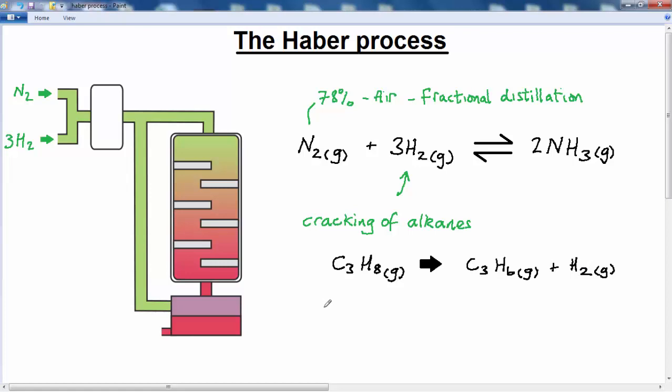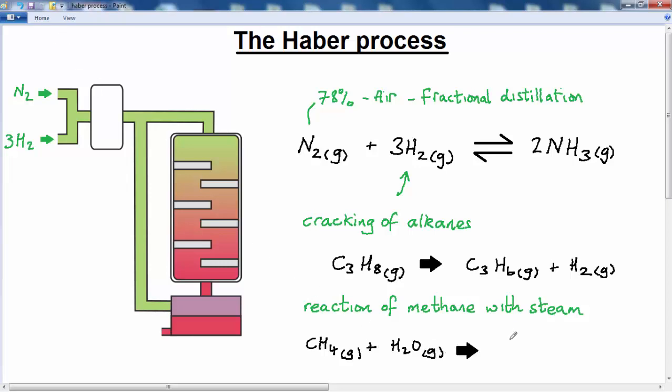Or for example, from the reaction of methane with steam. So you've got methane plus H2O, that's water in its gas state, steam, and that produces carbon monoxide and hydrogen. So two possible sources for hydrogen gas.